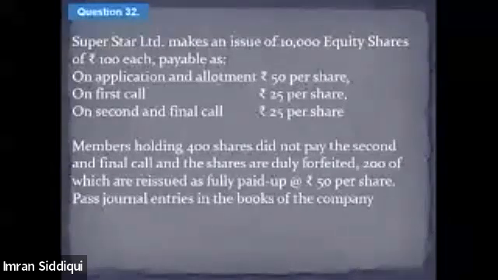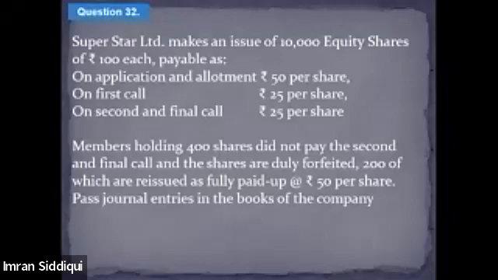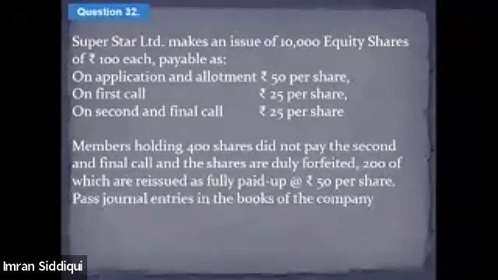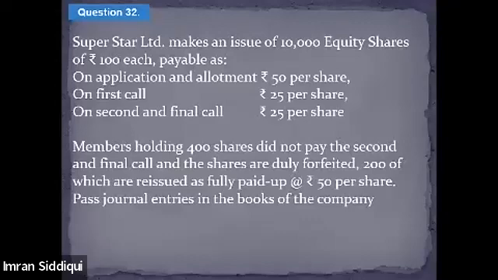So what do you think? Do you think you will be able to pass the journal entries for this question? Do you want to try or shall I do this for you? You can try now. Giving you 10 minutes to solve it. You need to do journal entries for everything. That means for the application and allotment, for the first call, for the second call, considering that 400 shares are in arrears. And after passing the journal entries for the issue and receipt of money for application, allotment, first and final call, you need to pass the entry for the forfeiture of shares and also the entry for the reissue of shares. So try solving it. I'm allowing you 10 minutes. Please solve it within that time.